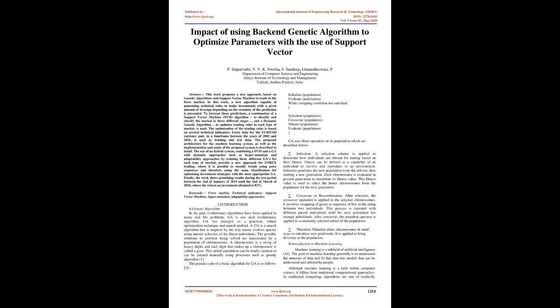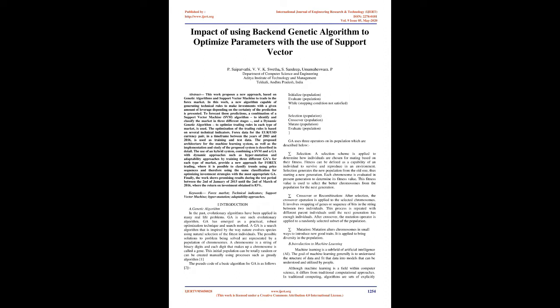Introduction. Genetic algorithm. In the past, evolutionary algorithms have been applied in many real-life problems. GA is one such evolutionary algorithm. GA has emerged as a practical, robust optimization technique and search method. A GA is a search algorithm that is inspired by the way nature evolves species using natural selection of the fittest individuals. The possible solutions to the problem being solved are represented by a population of chromosomes. A chromosome is a string of binary digits, and each digit that makes up a chromosome is called a gene.